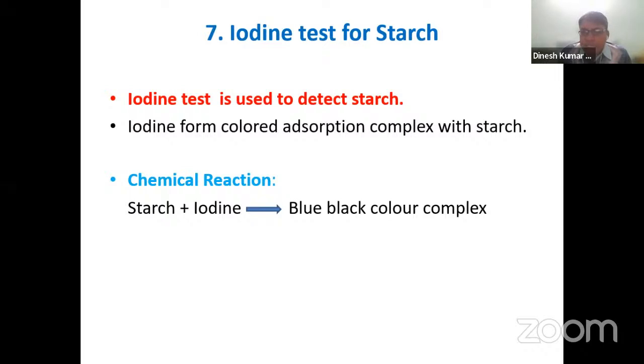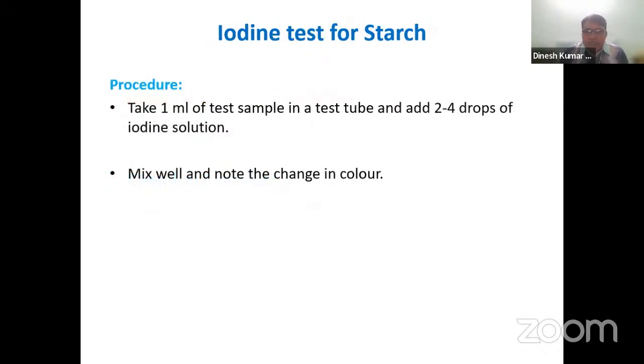There is no chemical reaction as such, but this color is developed because of the adsorption of this iodine within the branches of the starch, amylose and amylopectin. So the chemical reaction is starch plus iodine will give a blue-black color complex. The test is very simple: take 1 ml of test sample in a test tube and add 2 to 4 drops of iodine solution, and then mix well and note the change in color.